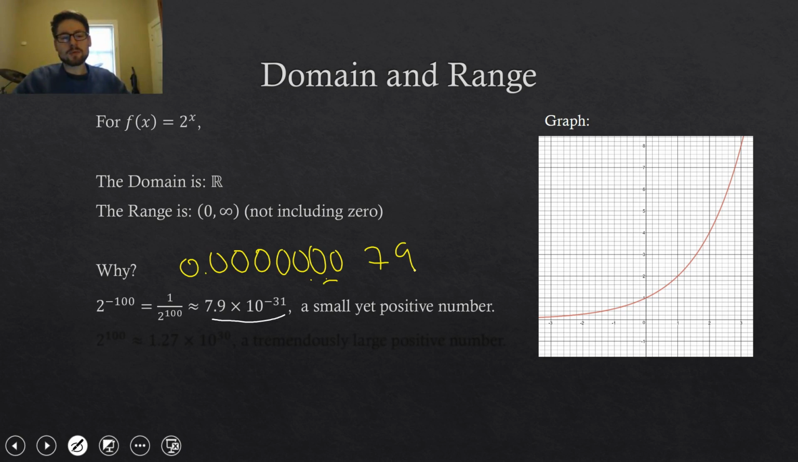So that's a really, really small positive number, and that's important. It's positive, it's not 0, it's not negative. It will stay above that x-axis.